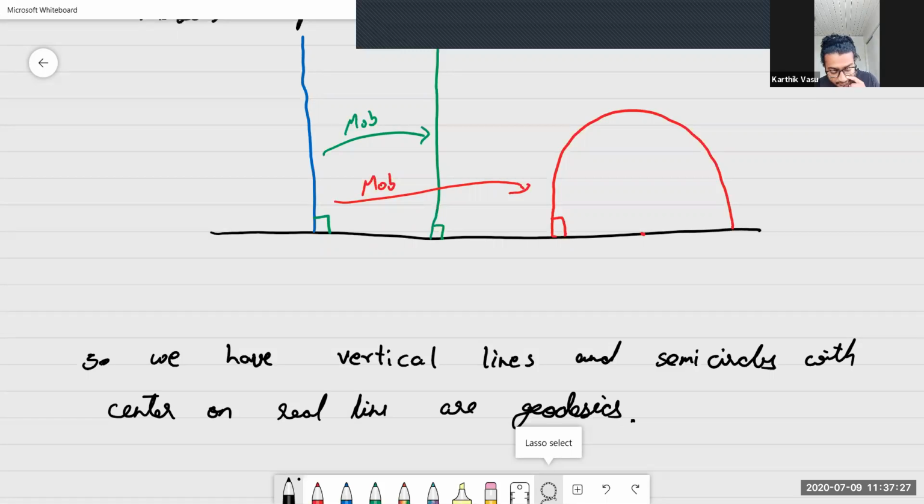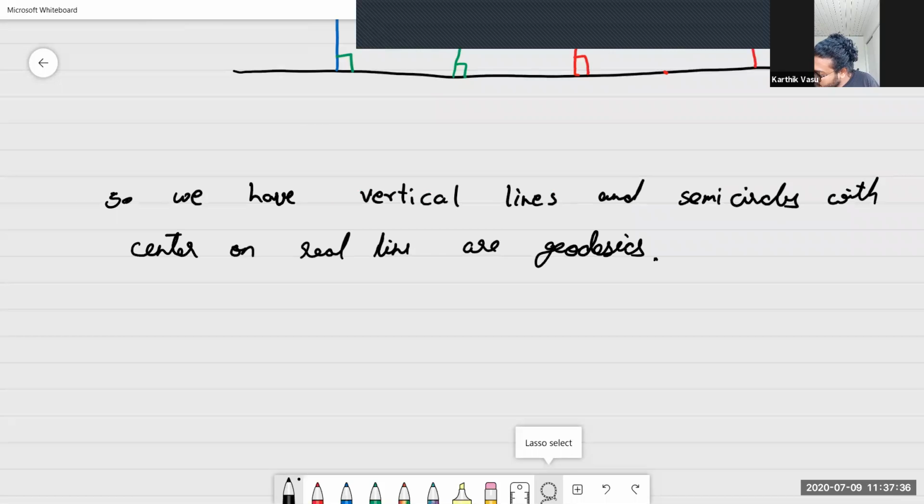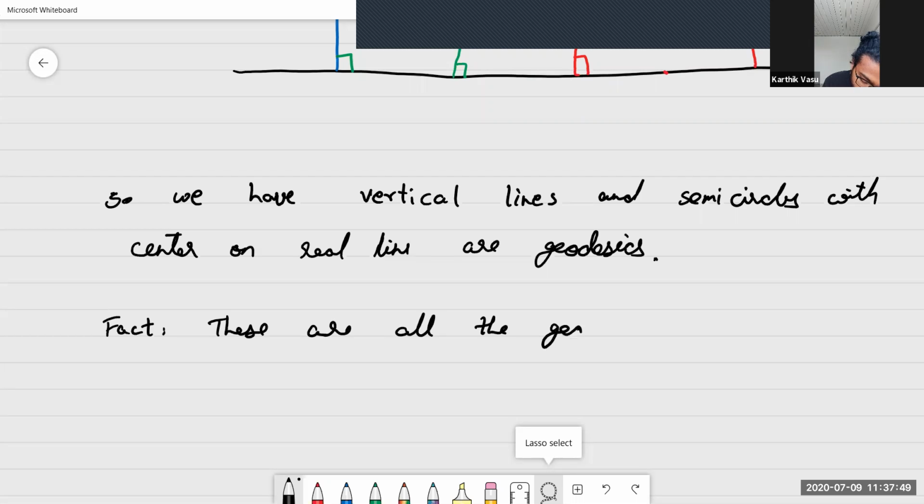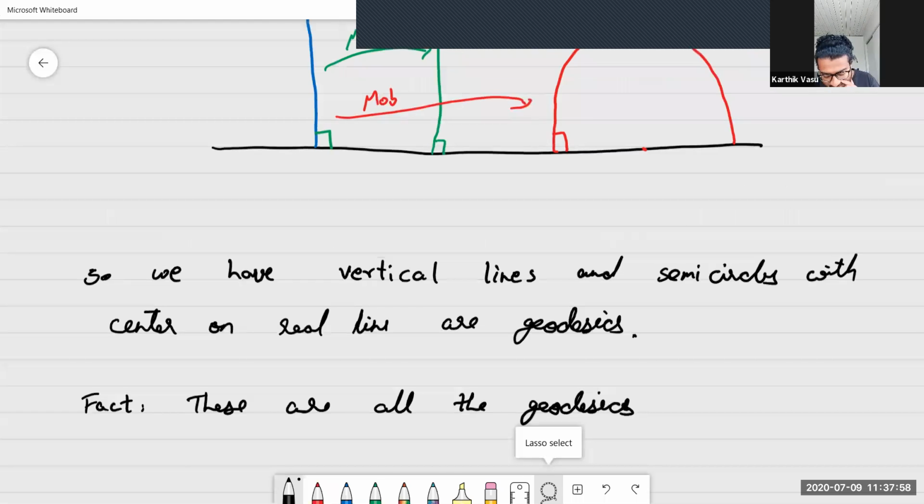Okay, so what we ended up proving is all vertical lines and semicircles here, they are geodesic. One other fact is, the claim is these are all the geodesics.